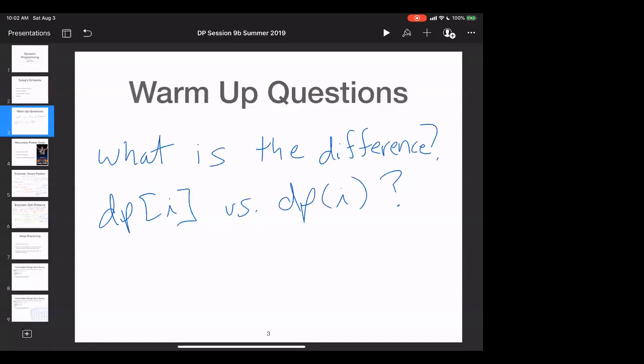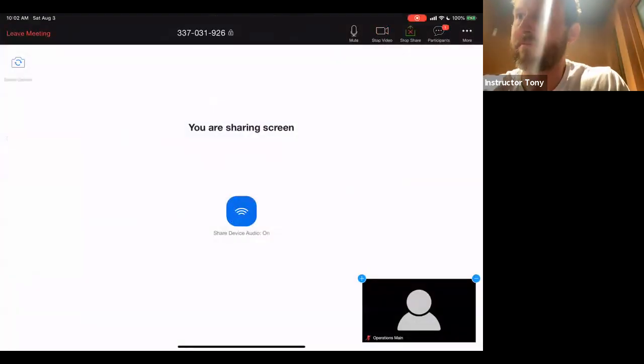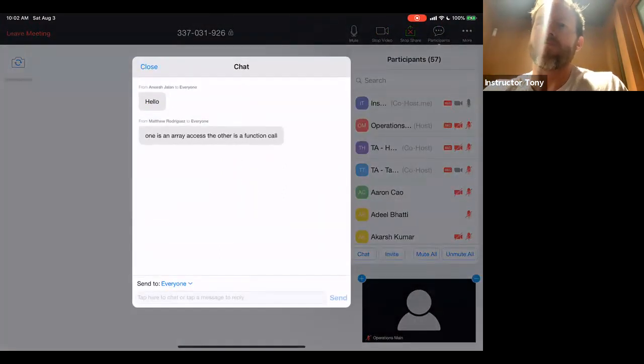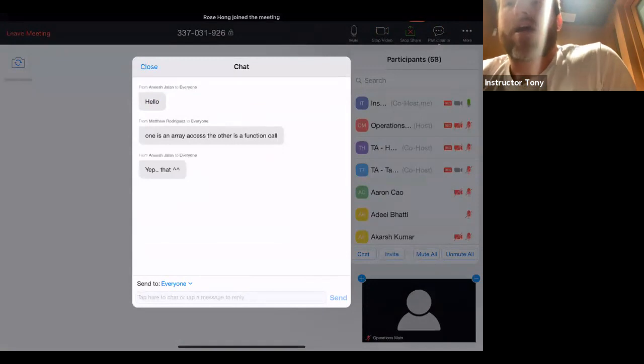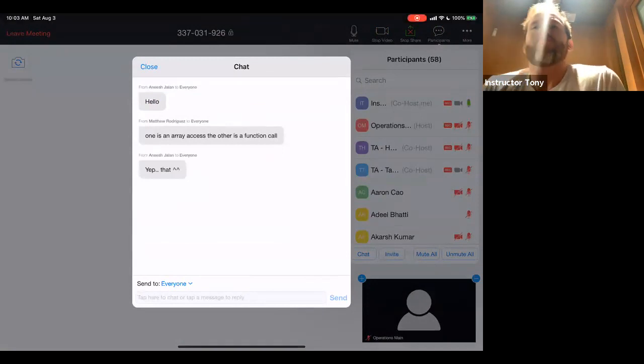So to start off with, let's just chat for a little bit about what is the difference between these two squiggles here, dp[i] and dp(i), as written this way. And what do folks think when I say that loaded question? One is array access, the other is functional. Yeah, and so with respect to DP in this DP week, what do you think that means?